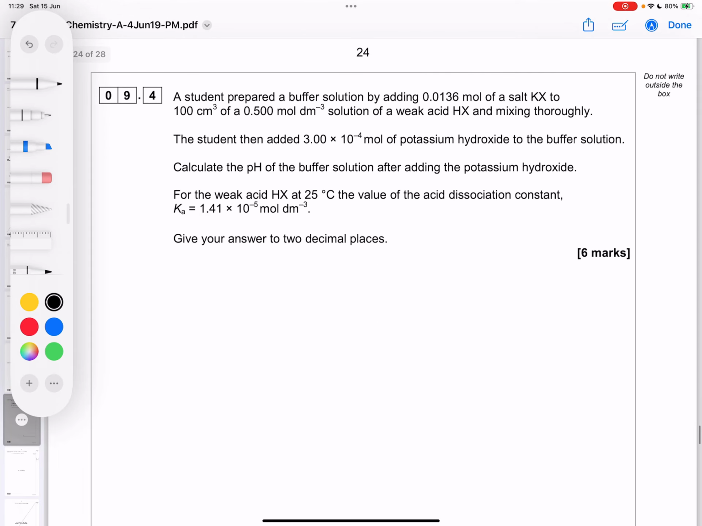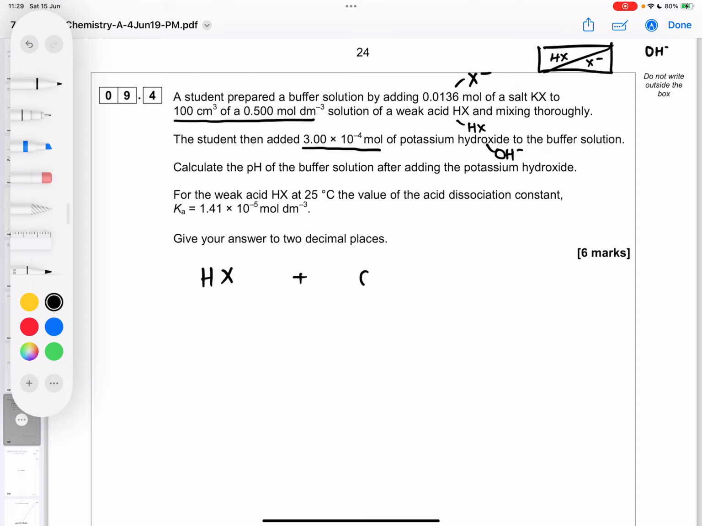Next part of the question says a student prepared a buffer by adding 0.0136 moles of the salt to, we've got a volume and a concentration of the acid, HX. Then they added some OH minus, which is a strong base. So in our buffer, we've got a mixture of weak acid and salt. Which one would OH minus use up? It would use up the HX. So HX would react with the OH minus to make more X minus and some water.